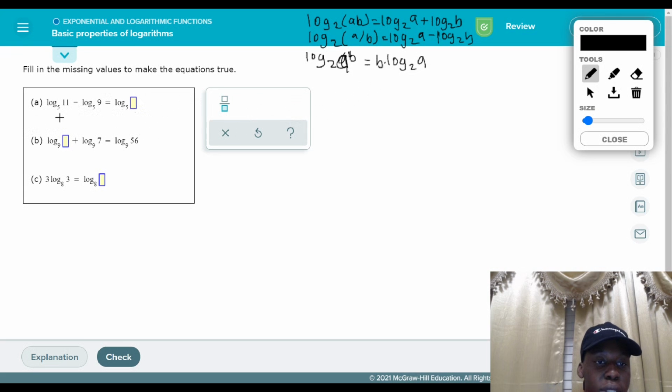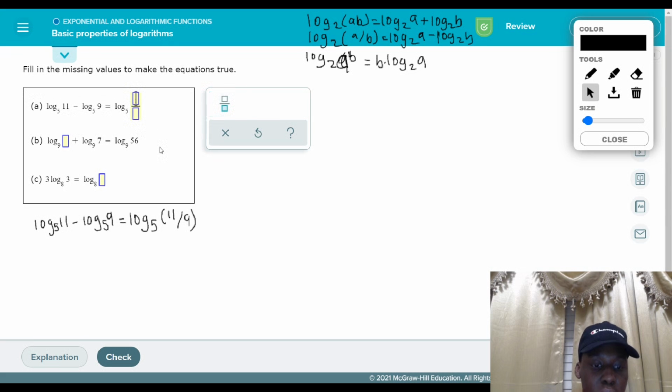Okay, so in this case, it's log 5 is 11 minus log 5 is 9. That means we have to divide 11 by 9 in this case. Let me write that down. This is log 5 is 11 minus log 5 is 9, which is going to equal log 5 to 11 over 9. So let's put that in first. This is 11 over 9. Okay, so we're done with that.